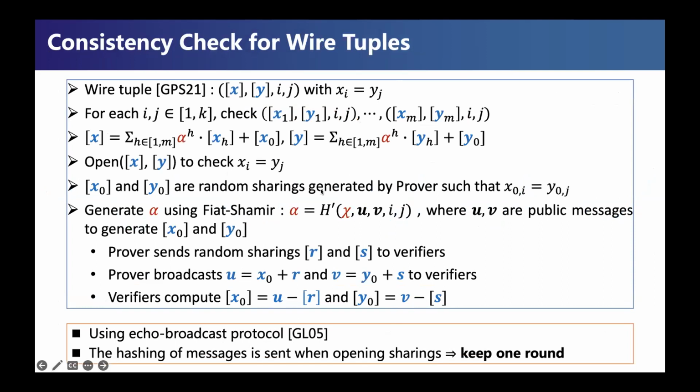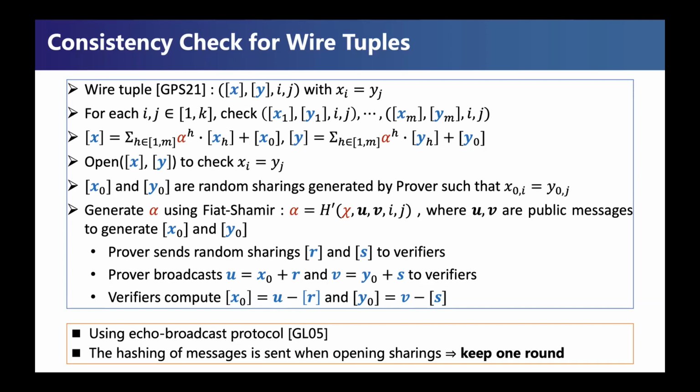Particularly, the prover needs to prove correctness of wire tuples. A wire tuple is (x_i, y_j) such that x_i equals y_j. For each i, j belonging to 1 to k, the verifiers need to check consistency of M wire tuples with the same indices i, j. This can be done by random linear combination.